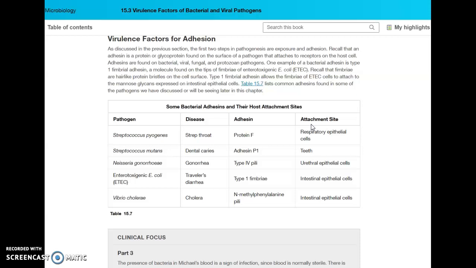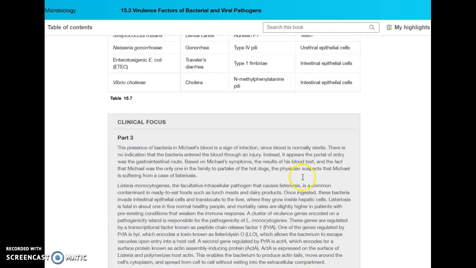You'll notice that the attachment site is pretty specific, and that goes back to the idea of the protein having to fit into its exact receptor. Like cholera, for example, which is caused by Vibrio cholerae, can't infect the cells of the respiratory system because its particular adhesin does not fit to those cells. So it's going to attack the epithelial cells within the lining of the intestine because that's where its adhesin protein fits.